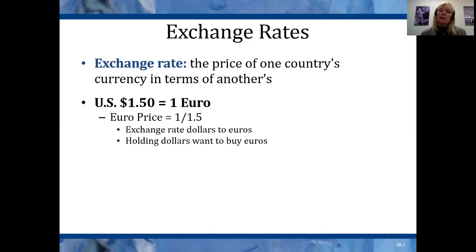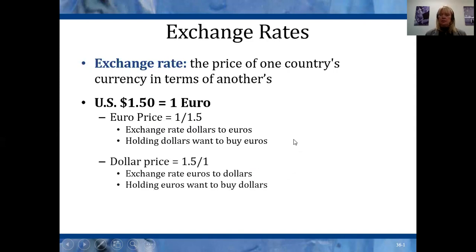to euros. Now, who would that be? That would be anybody from the US traveling to Europe, anybody in the US who might want to invest in Europe, and anybody in the US who might want to buy goods and services that were made in Europe. So any of those people that's holding dollars and wants to buy euros, they can buy 1 euro for $1.50 US. Now, what about the people who are holding euros and want to buy dollars?